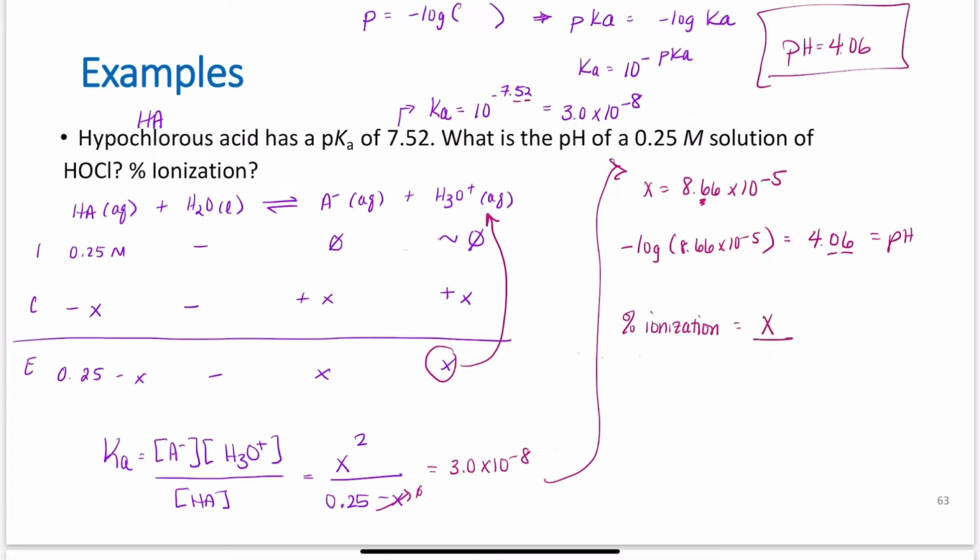So x, how much dissociated, versus what I started with, times 100%. This is 8.66, but 2 sig figs here, times 10 to the minus 5th, divided by 0.25 times 100, and I find my answer here to be 0.035%. So a very small fraction actually dissociated, causing a pH of 4.06.